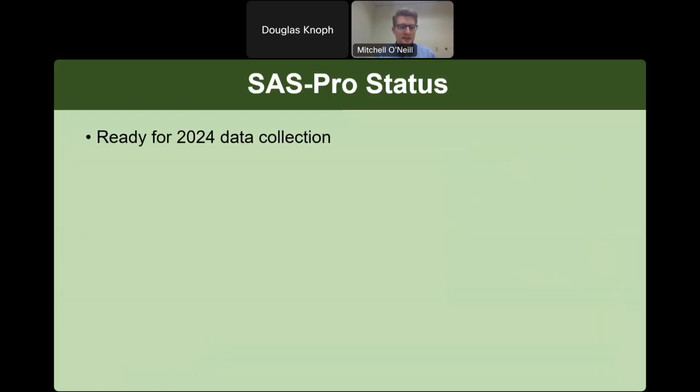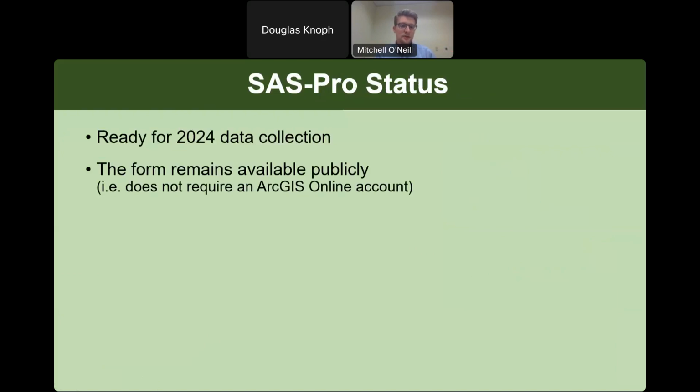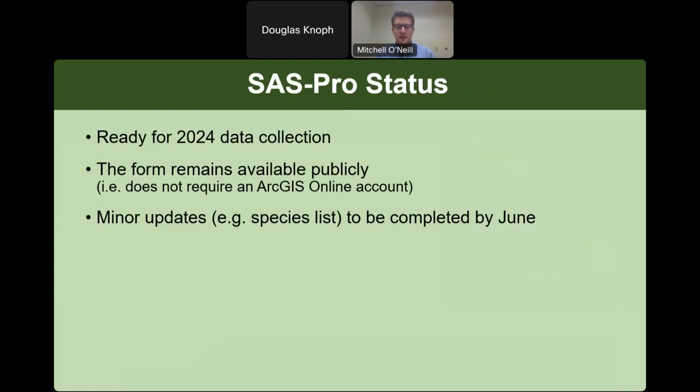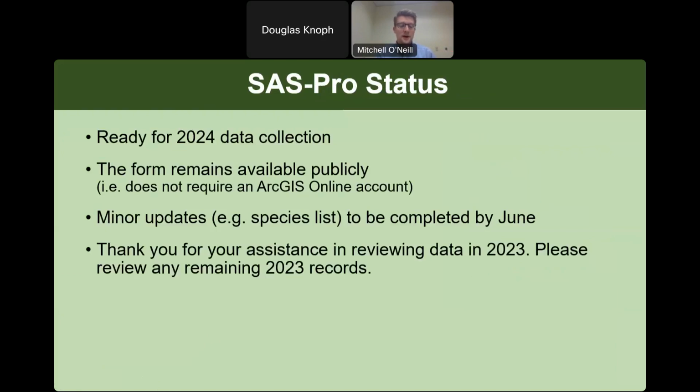And in terms of any updates, it's ready for 2024 data collection. The form is still publicly available. You don't need to sign in to ArcGIS Online or anything. There are a couple minor updates, particularly to the species list, that will be completed by June, but it is still functional right now. And thank you for anyone who used the tool last year and assisted with reviewing the data. Thank you for your help. And please review any remaining 2023 records if there's anything in there that hasn't made it into iMap yet.